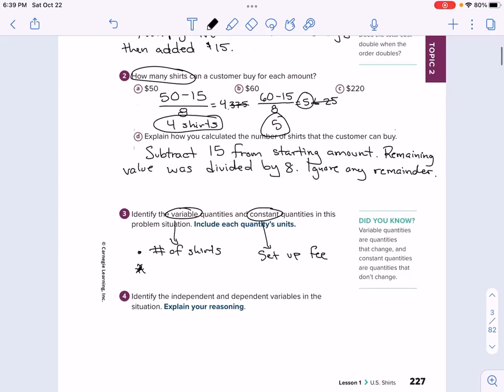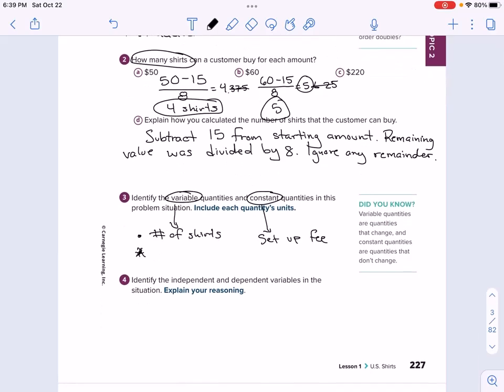Number 4, identify the independent and dependent variables. So there are some things that vary here. The independent variable, I'll put IND, is the number of shirts that you purchase. That's the independent; nothing really affects that. The dependent variable, the thing that is affected by the number of shirts that you want, is the total cost. So total cost depends on the number of shirts you decide to buy, or the number of shirts you decide to buy affects the total cost.